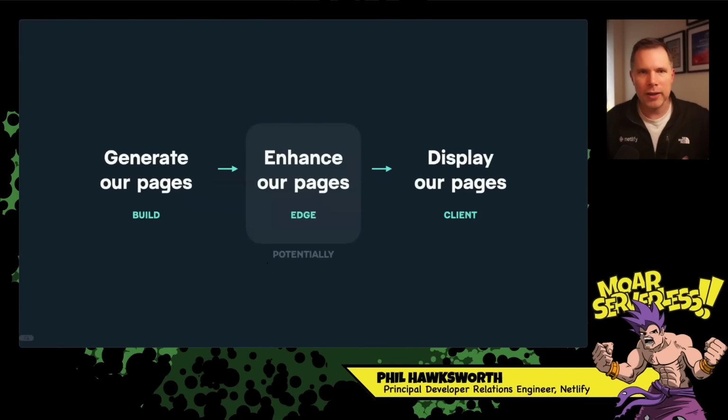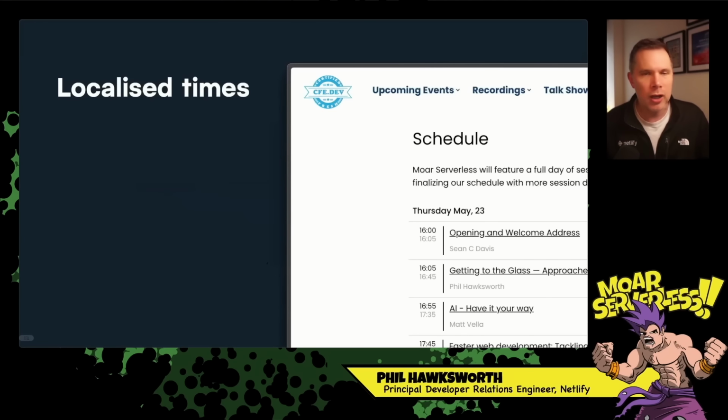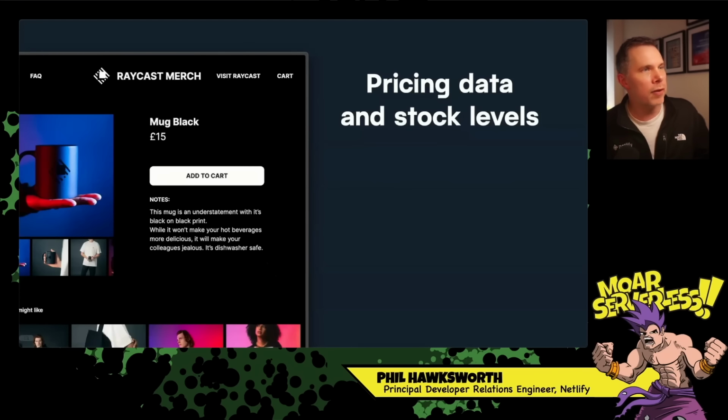And this pattern of enhancing pages could, of course, be used in all kinds of ways. I mean, we could use it to localize the times of an online event, so that the HTML is being served correct for one time zone, but we could change that depending on where people are accessing it from. Localizing is important. There's your Z, everybody. Don't hate me. Or we could be doing that for things like pricing data or stock levels.